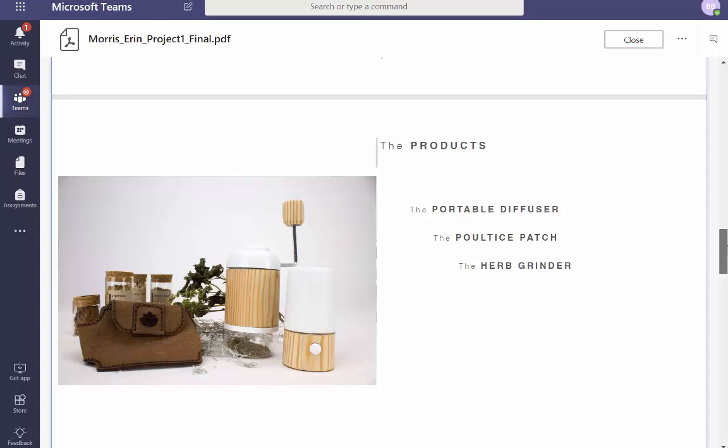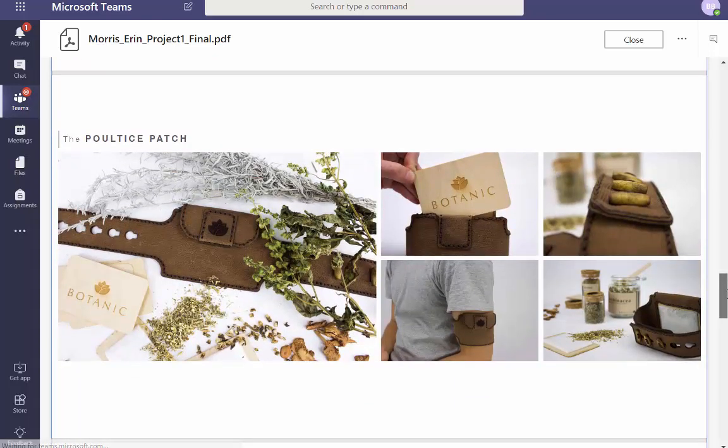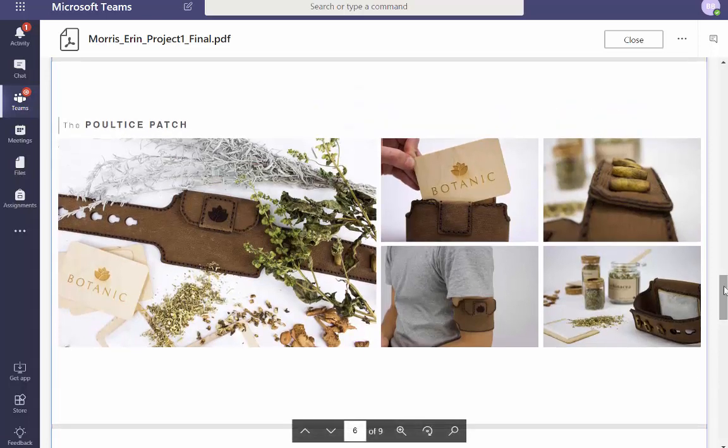The products, these three things. These three things of Orient are... Okay. The Poultice patch. I don't know what it is. It could be that thing from the Hunger Games. It could be like putting drugs directly on your skin. I don't know. I'm ignorant.